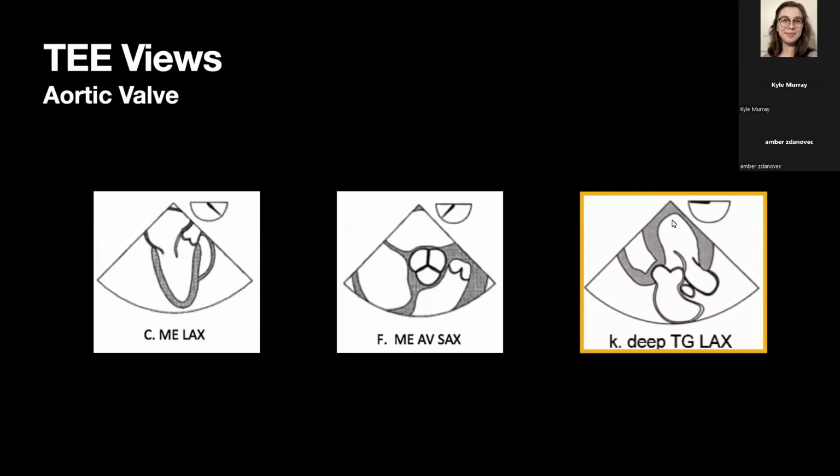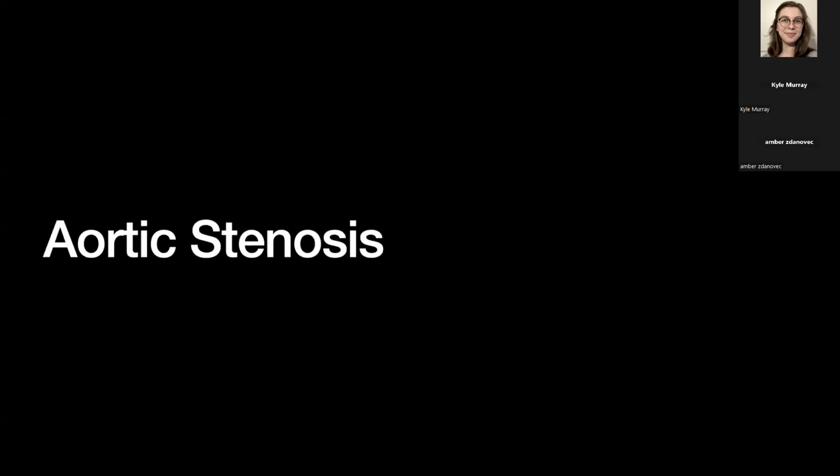And that's just so you can get some measurements through the valve. So that's the utility of this view. This view can also be useful if you've had multiple valve replacements because you're not trying to shine your beam through them. All right, so we'll start with aortic stenosis.